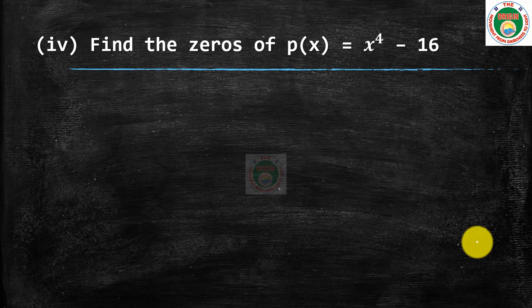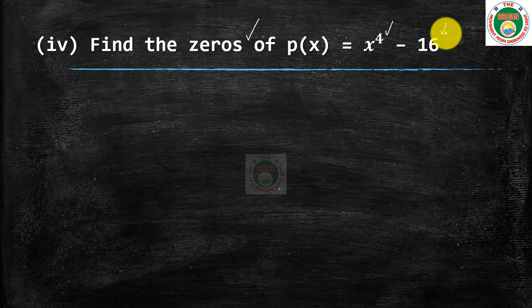In exercise 2, one of the problems I am going to explain here. Find the zeros of p of x equal to x power 4 minus 16. We need to find out the zeros. That means zeros are nothing but the x values. Here the given polynomial is x power 4 minus 16. Only two terms are there. Here power is 4 and here power is 0.